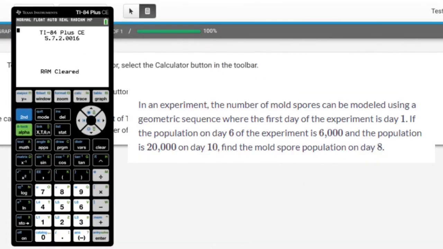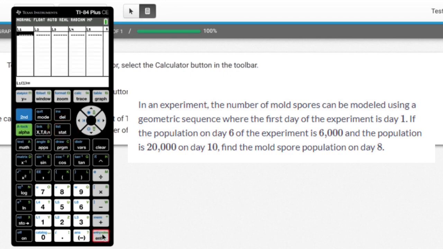All right, so for this one, we are going to do exponential regression. Start out by hitting Stat, go to Edit, and we're going to type in the two data points that we have, 6 and 6,000. So let's do 6, move to the right, 6,000. And then we're going to do day 10. They worded it out backwards, so just be careful. We're doing exponential regression, and I'm going to use this equation to plug in 8.